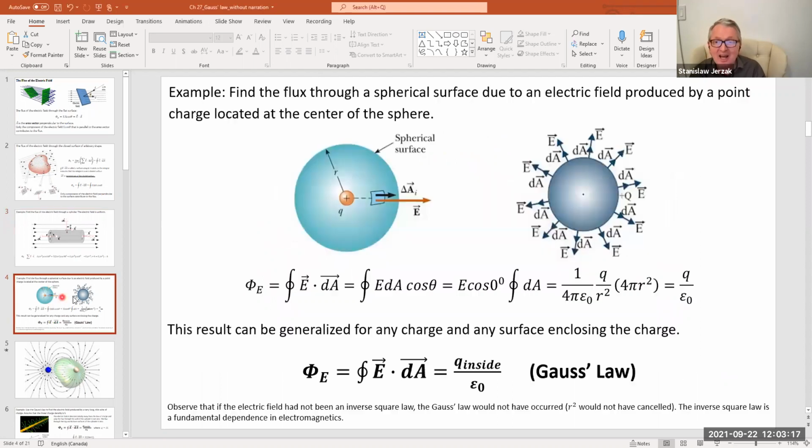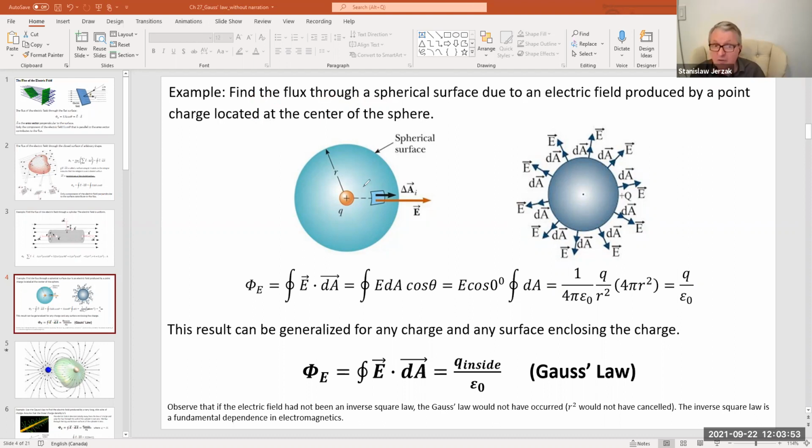But on this slide, I wanted to formulate Gauss law. So this example, which we are going to do right now, will help me to formulate that important Gauss law. But that Gauss law will be really the conclusion of the following example. So in this example, let us calculate the flux of the electric field through a spherical surface which surrounds a point charge located at the center of the surface.